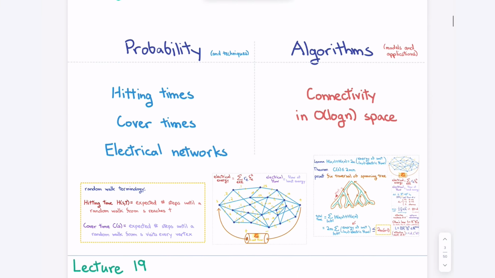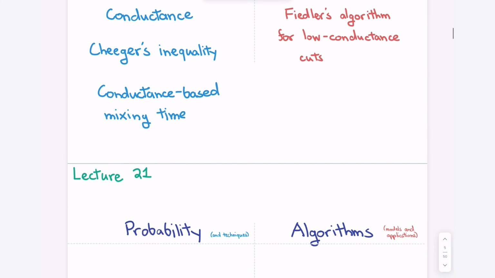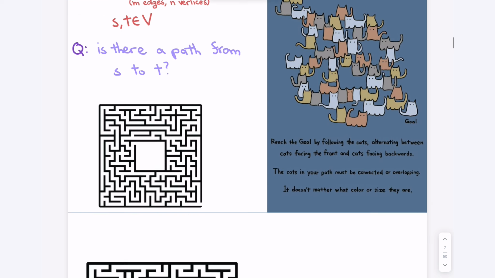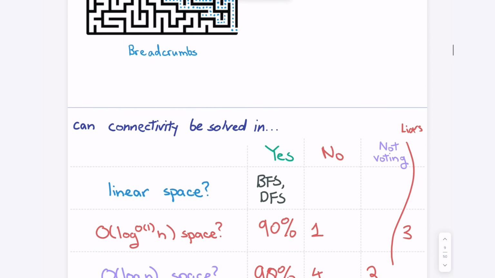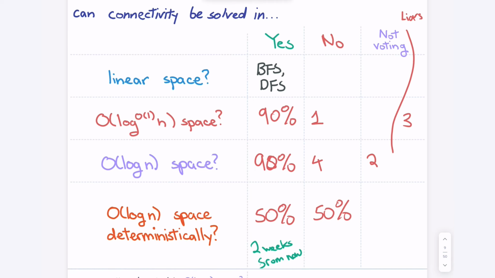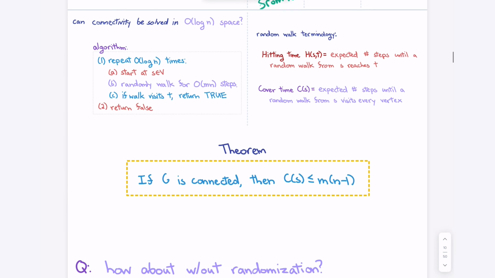Let me get us back into the mode. So we're looking at connectivity in logarithmic space. Connectivity, of course, is easy. And there's lots of space, right? Because there's just BFS, DFS kinds of things. We showed how to do this randomly in small space by just doing a random walk. And in fact, random walks will tend to visit the entire connected component in polynomial time.